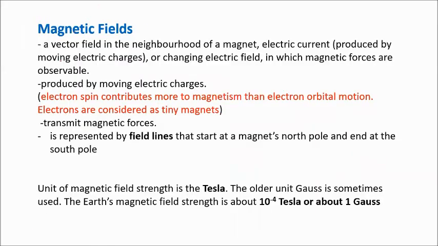So magnetic field is a vector field in the neighborhood of a magnet. When we say vector field, we need to consider direction, not only magnitude. And then electric current, produced yan by moving charges, and even changing electric field in which magnetic forces are observable. Magnetic field transmit magnetic forces and represented by field lines. The unit of magnetic field is Tesla, or its equivalent old unit niya is gauss.